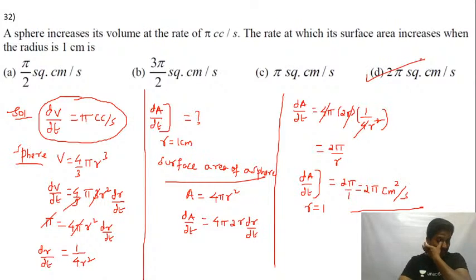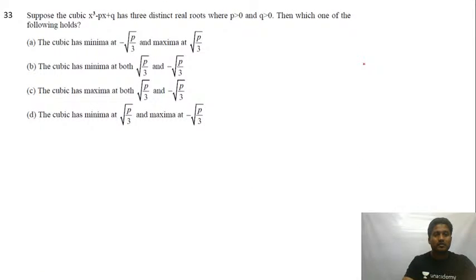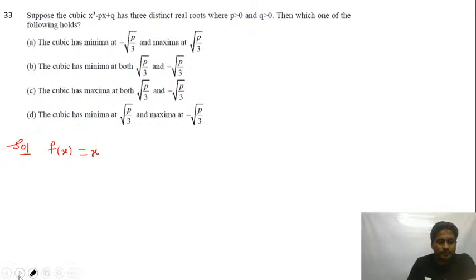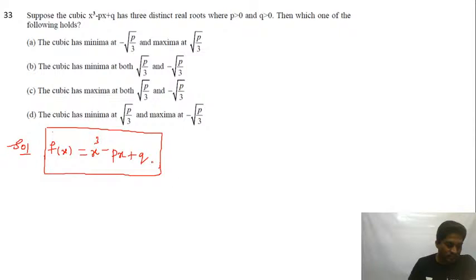Let's move to the next question, guys. Okay, now suppose f of x is equal to x cube minus px plus q has 3 distinct roots, p positive, q positive, then which of the following holds? Right, now listen, follow carefully. Before I do this question, guys, follow carefully.